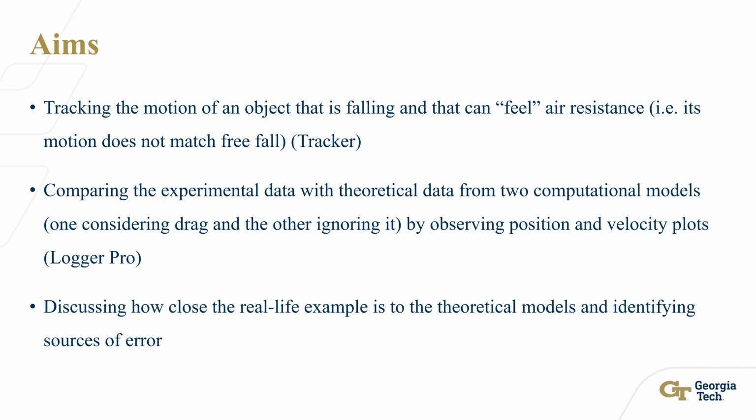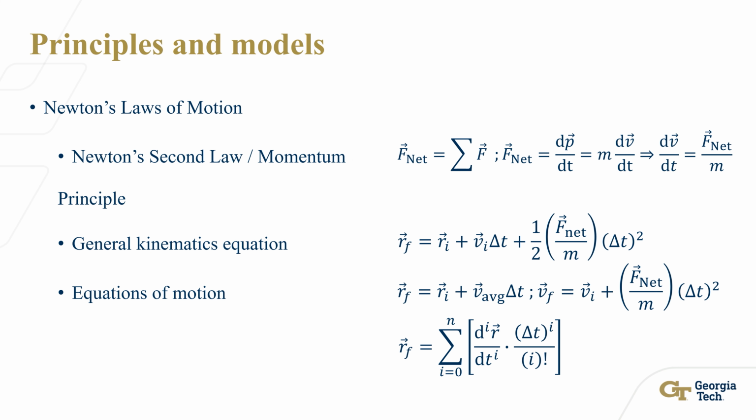The purpose of this experiment is tracking the motion of an object that is falling and that can feel air resistance. Comparing the experimental data with theoretical data from two computational models, one considering drag and the other ignoring it, by observing position and velocity plots, and discussing how close the real-life example is to the theoretical models and identifying sources of error.